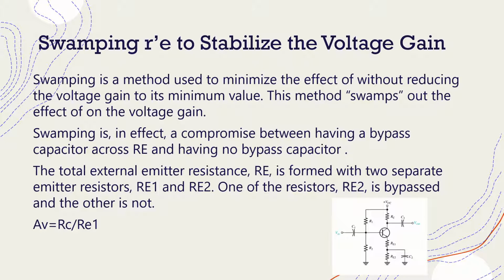Swamping RE to stabilize the voltage gain. Swamping is a method used to minimize the effect of re without reducing the voltage gain to its minimum value. This method swamps out the effect of re on the voltage gain. Swamping is in effect a compromise between having a bypass capacitor across RE and having no bypass capacitor at all. In a swamped amplifier, RE is partially bypassed so that reasonable gain can be achieved. AV equal to RC by re plus RE1.